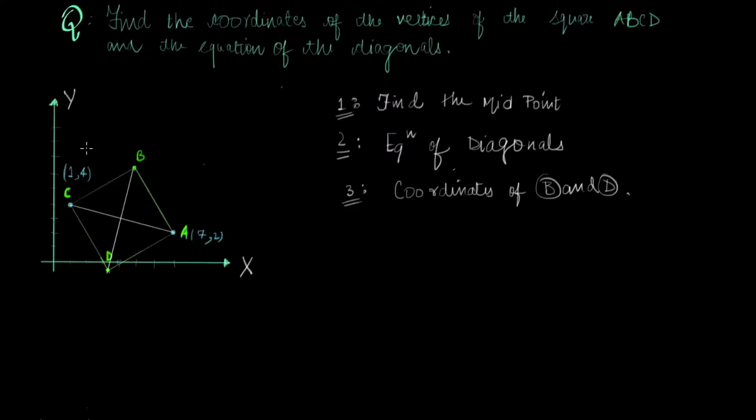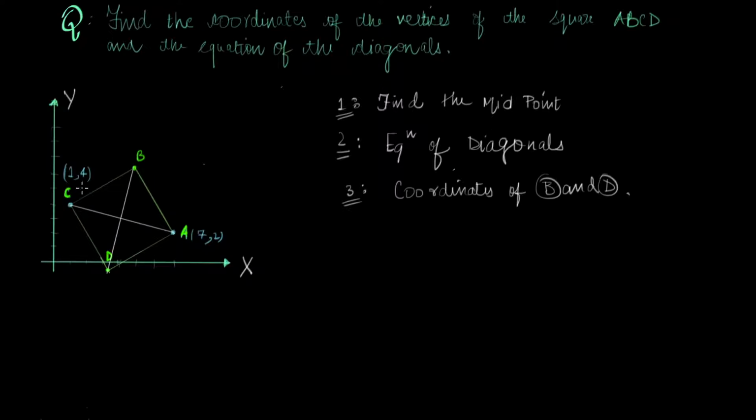So basically every single detail of this square can be worked out just by knowing the coordinates of the opposite vertices, 1,4 and 7,2, as it is given in the question. With that known, we can tabulate what our steps are going to be to find the vertices of the square. That means vertices B and D, and also the equation of the diagonals.